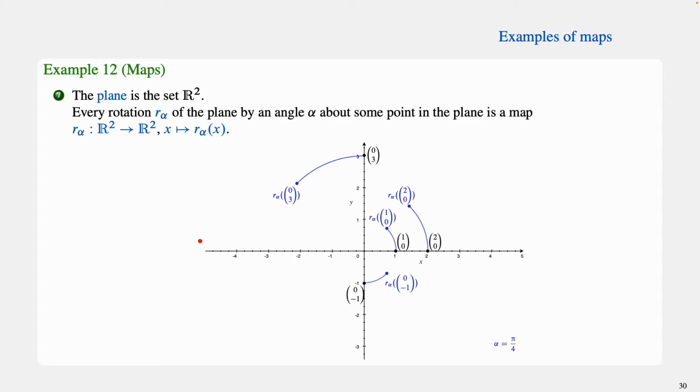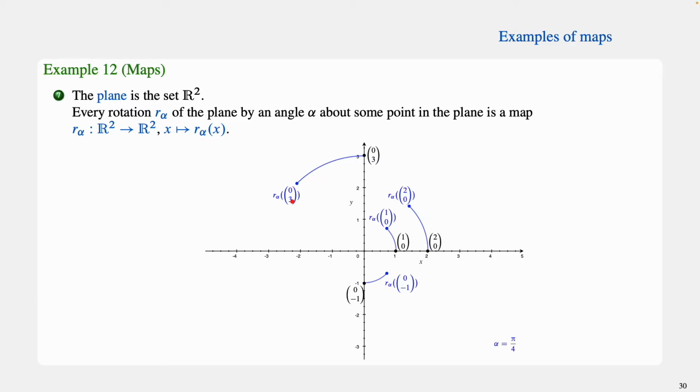Here's a bit of a different example of a map now. We look at the plane R^2 and we look at rotations in the plane. So if R_alpha denotes a rotation in the plane by an angle alpha about some point in the plane, then this is in fact a map. So R_alpha maps the plane to itself. So every point in the plane gets mapped to another point in the plane by taking this point and mapping it to the point where it gets rotated to.